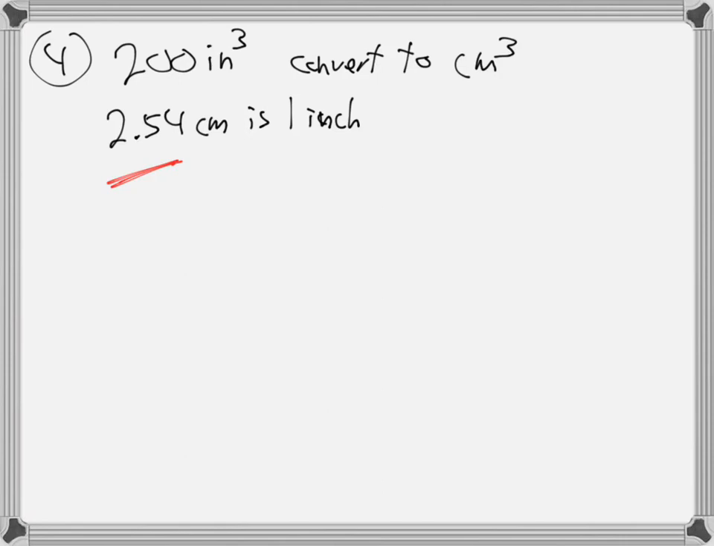Yeah. How do you know? Because if you have 200 inches, then you have 2.54 centimeters. Good. I like the way you're saying that. Yeah, because every inch is 2.54 centimeters. So if you have 200 of those, then you have that 200 times. Good. I like the way you're thinking.